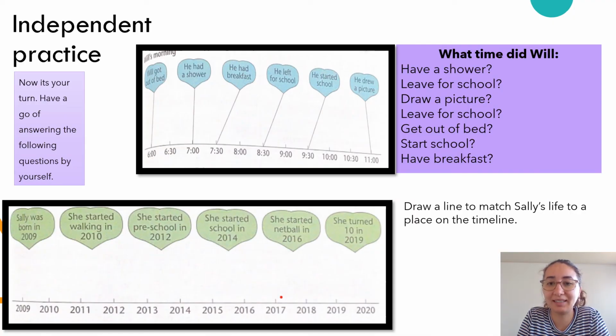So we can see here your independent practice. You're using Will's morning timeline again to answer these questions in the purple box. Nice and straightforward. And then we've got the timeline for Sally's life. And Sally's life timeline has little hearts. You need to read the hearts and draw a line carefully to the correct interval.